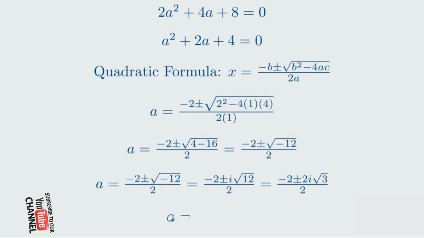Dividing all terms by 2, we find two possible solutions for a: -1 plus i times the square root of 3, and -1 minus i times the square root of 3. So, we have found two solutions for a, -1 plus i square root of 3, and -1 minus i square root of 3. But are these our final answers?